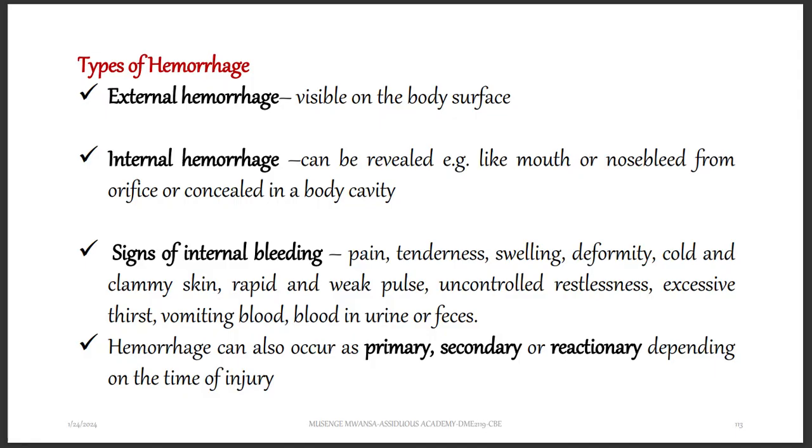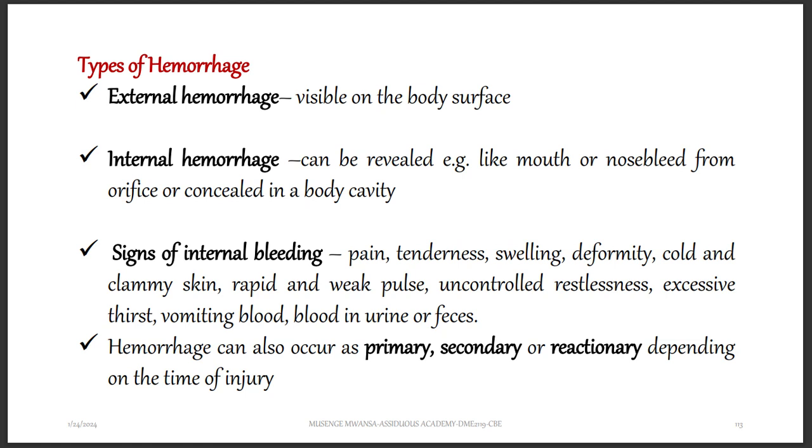There are different types of hemorrhage or bleeding. There's external hemorrhage, which is visible on the body surface. Internal hemorrhage can be revealed, for example, as a mouth or nosebleed from an orifice, or concealed in a body cavity. Those are internal hemorrhages, showing that somewhere inside the body blood is coming out.